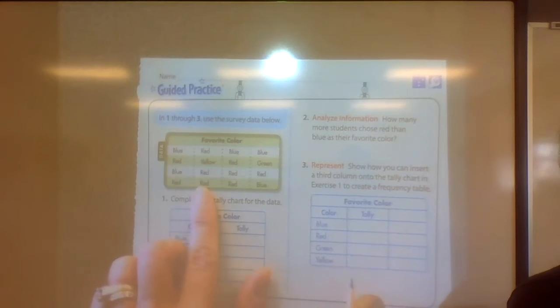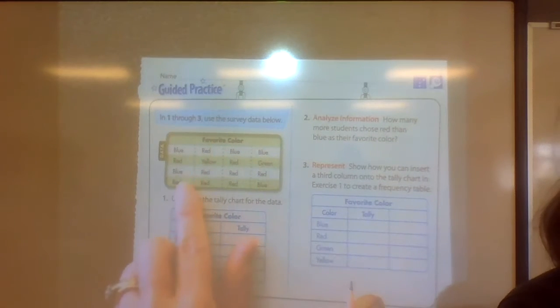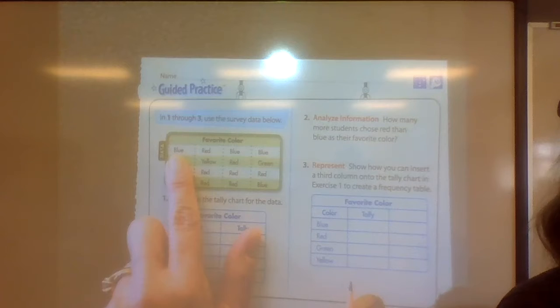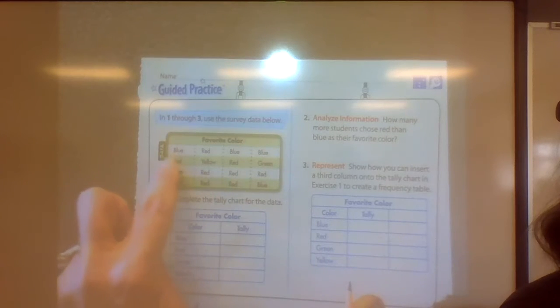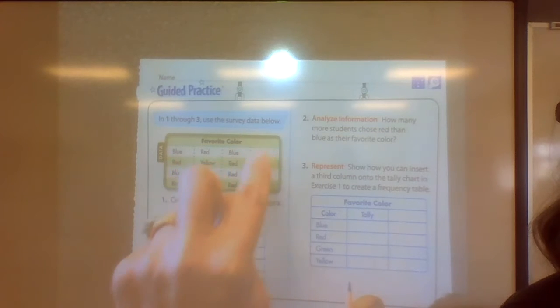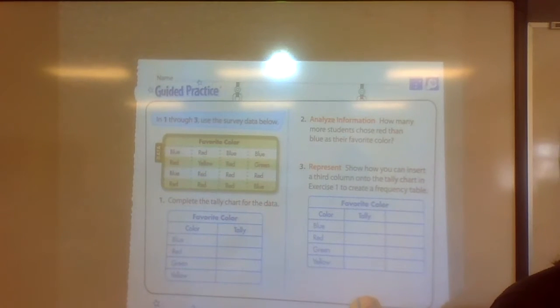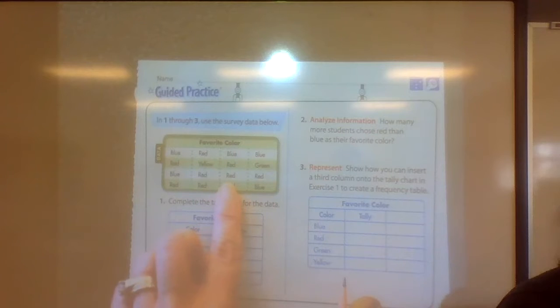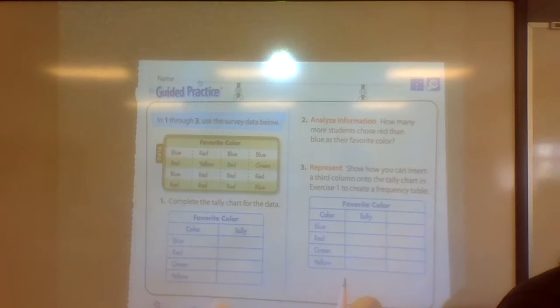Now, what's important to know about this is each color represents a person who was asked what their favorite color was. So when you were to add all of these up, 1, 2, 3, 4, 5, 6, 7, 8, 9, 10, 11, 12, 13, 14, 15, 16. There were 16 people that were asked what their favorite color was. And we're going to take this data and we're going to organize it on our chart, on our frequency chart. And we are going to use tallies to do that.